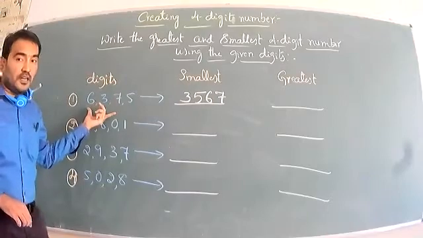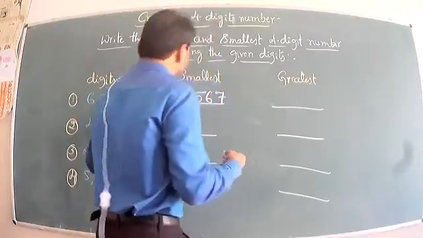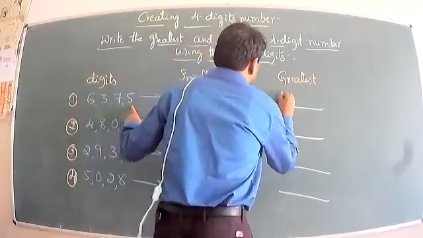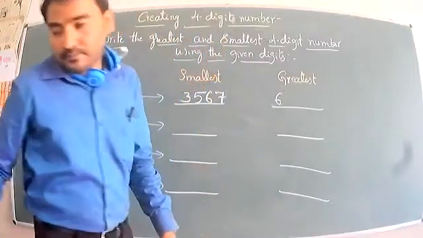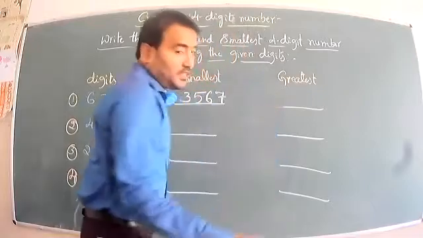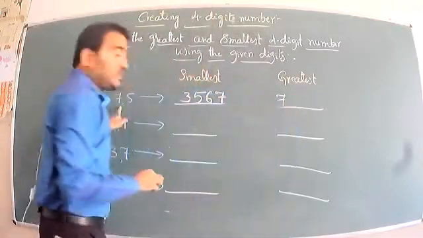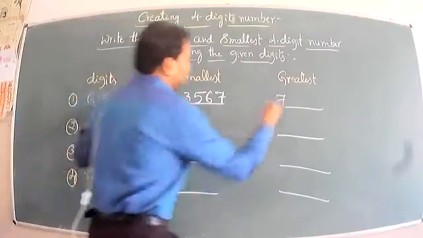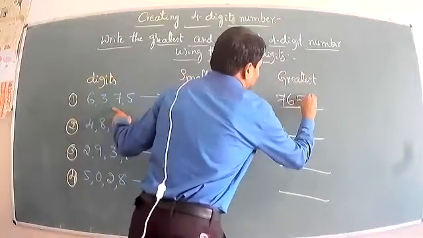Now the digits are written in descending order. Okay, so now write it in descending order. Which number is greater here? 7 is the greatest. Next, which number is greater? 6. Next, 5 and 3.